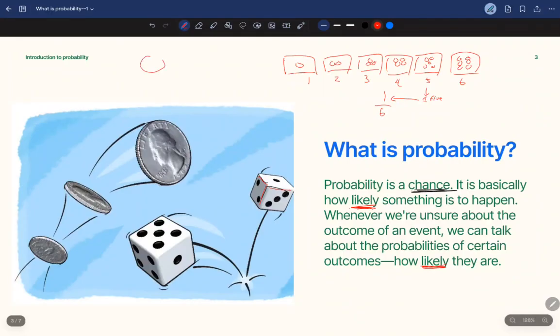Let's try another one: heads and tails. In a coin flip, there are only 2 outcomes. And the probability of getting heads would be 1/2. That's it, the chance of how likely we are to get heads: 1/2, half.